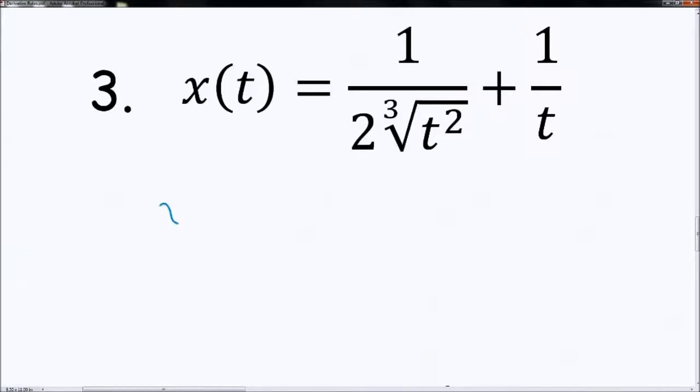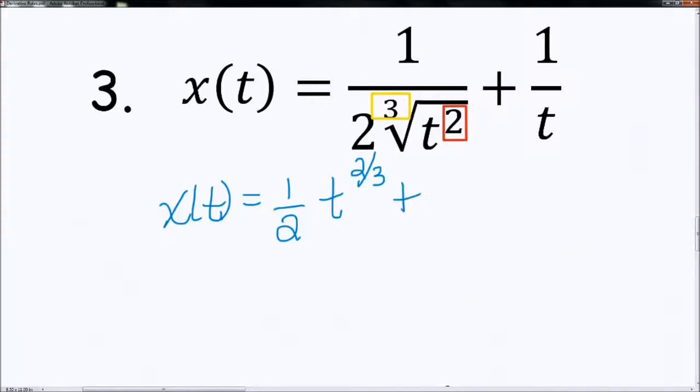So I have x of t is equal to 1/2, and this will be t to the 2/3, so this 2 right here is in the numerator and the 3 is in the denominator, so it'll be 2/3, plus, and then my coefficient, since t is in the denominator, the exponent of any number in the denominator is going to be a negative, so this will be t to the negative 1. So finally, everything is in power form, so I can go ahead and take the derivative.